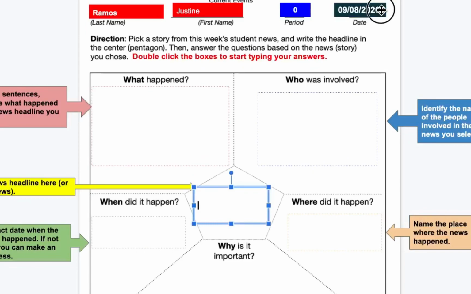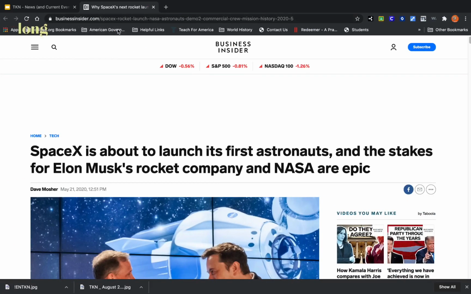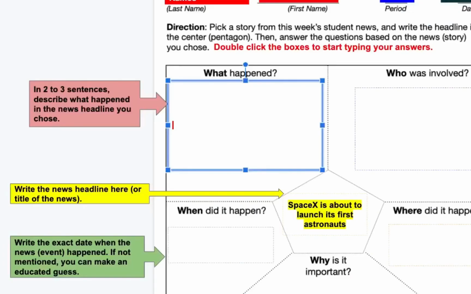Now let's go back to the worksheet and read the direction. It says pick a story from this week's student news and write the headline in the center in the Pentagon. So what is the headline? SpaceX is about to launch its first astronauts. That's okay. You don't have to write the entire thing. Because if you look at the headline, it's a little bit lengthy, so you don't have to write the entire headline.